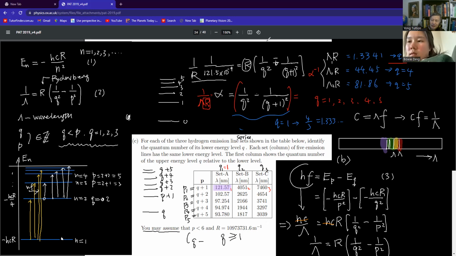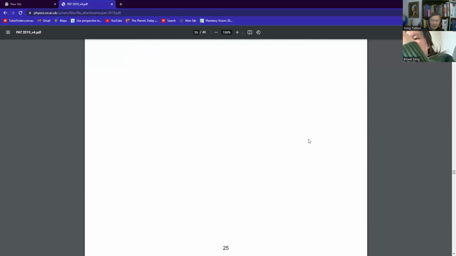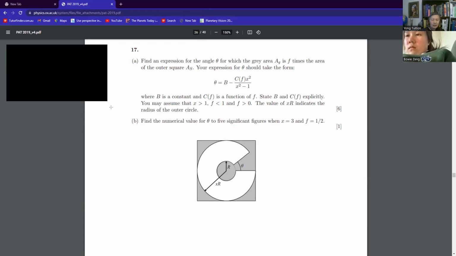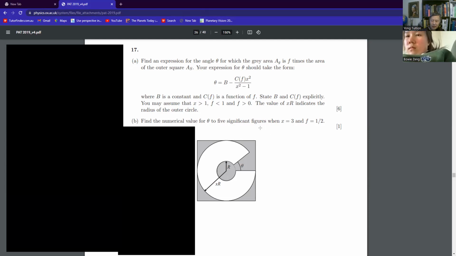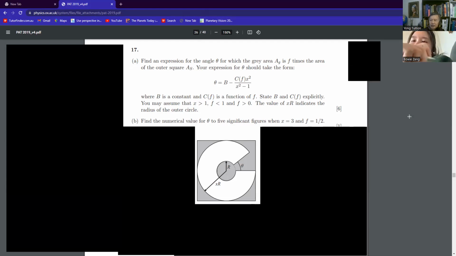Right? Let's go to the next one. That's a large question. This looks like geometry, right? Do you want to try the geometry? Just find the formula for a particular area or variable. So it's got a circle in a square, right? Circle in a square.